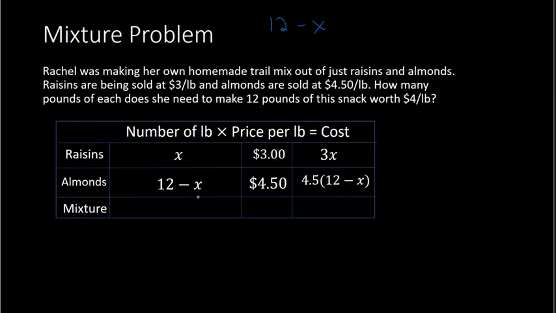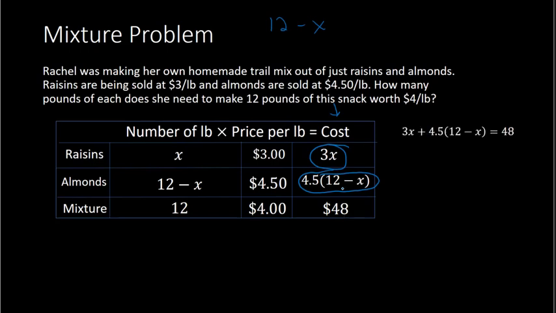Now the mixture is going to be 12 pounds total. We want it to be worth $4 per pound. So if you multiply 12 times 4, that's going to be $48 total. Once you fill in the table, all we do is look at this cost column, because we know that the cost of the raisins plus the cost of the almonds will equal $48 total. So my equation is simply adding those values together and setting it equal to 48.